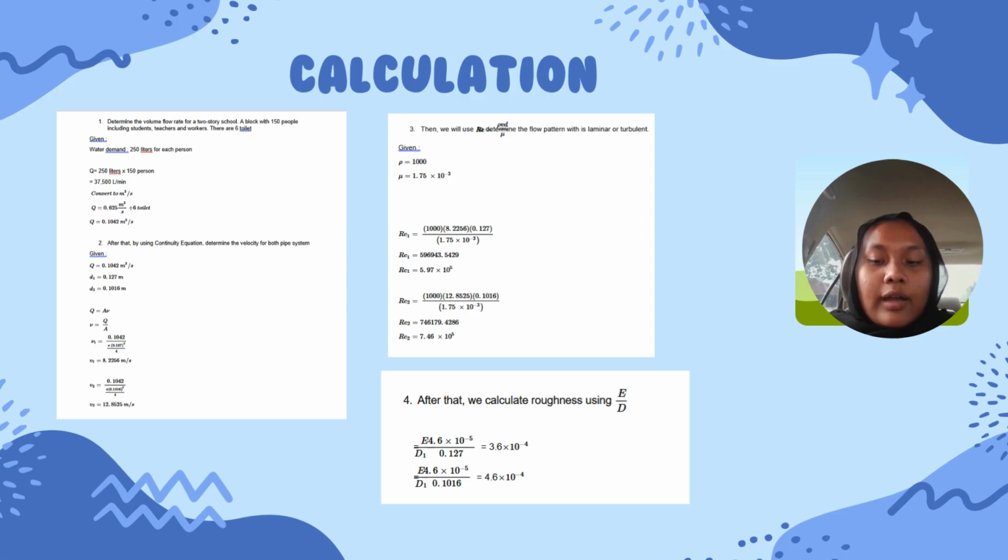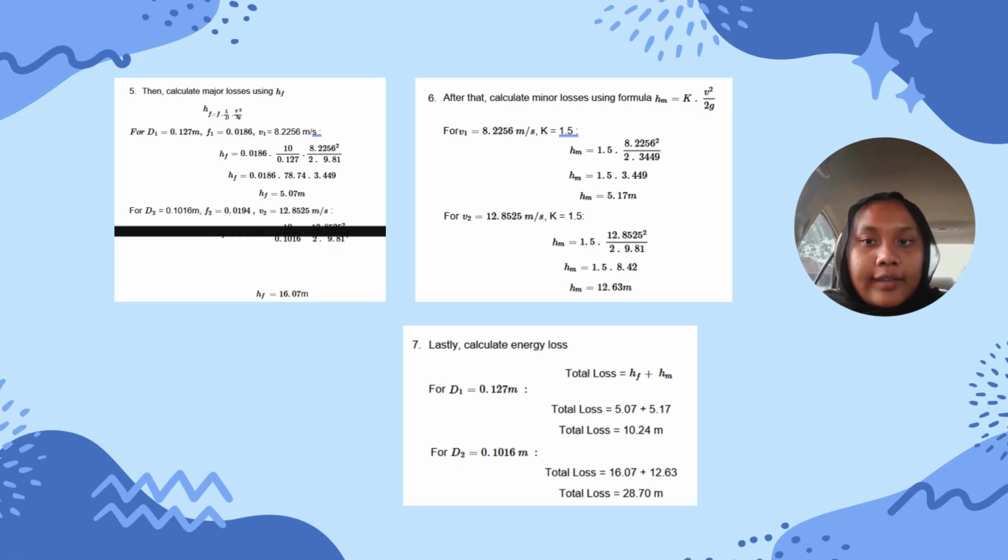Number 4, after that, we calculate roughness using e over D. Number 5, then calculate major losses using hf. Number 6, after that, calculate minor losses using the formula hm equals K times v squared over 2g. Number 7, lastly, calculate energy loss using the formula total loss equals hf plus hm.